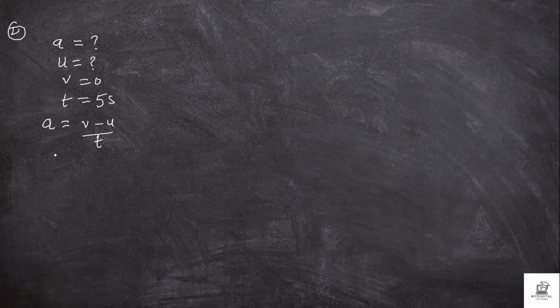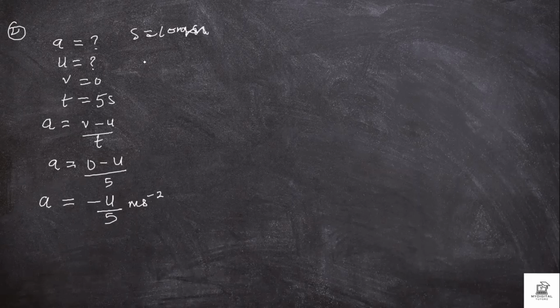In any instance, let's check our deceleration this time around, that's retardation. So A is equal to 0 minus U, we still don't know it, all over t, which is 5. So deceleration is equal to minus U all over 5 meter per second squared. This is our deceleration. And they told us that it traveled a distance of 10 meter.